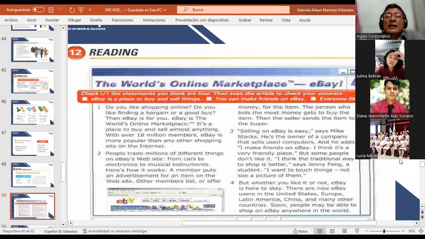Selling on eBay is easy, says Mike Stocks. He is the owner of a company that sells used computers. And he adds, I made friends on eBay. I think it's a very friendly place. But some people don't like it. I think the traditional way to shop is better, says Jenny Feng, a student. I want to touch things, not see a picture of them. But whether you like it or not, eBay is here to stay. There are now eBay users in the United States, Europe, Latin America, China, and many other countries. Soon, people may be able to shop on eBay anywhere in the world.